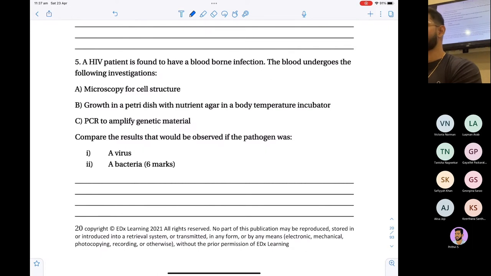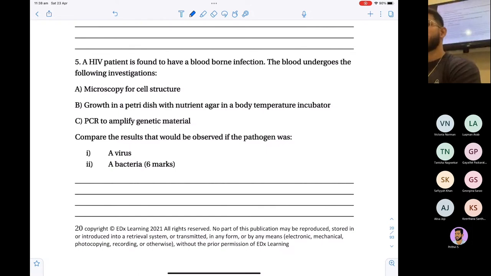All right, starting with A, if we do microscopy, can we see a virus on light microscopy? No, viruses are subcellular. You can barely see the nucleus of a cell in light microscopy, right? We don't use electron microscopy in health, full stop, unless it's for research purposes, okay?